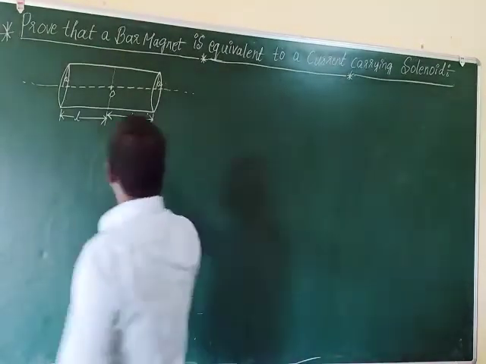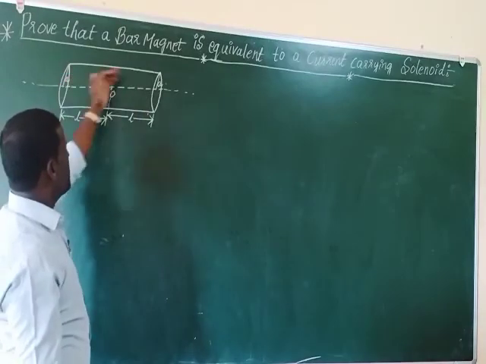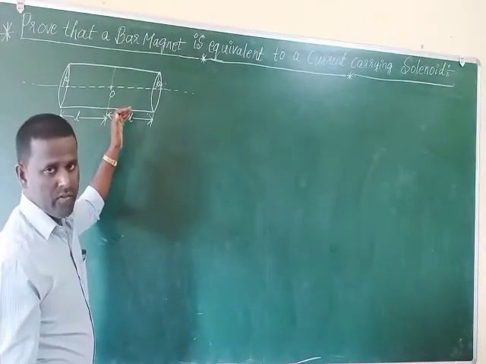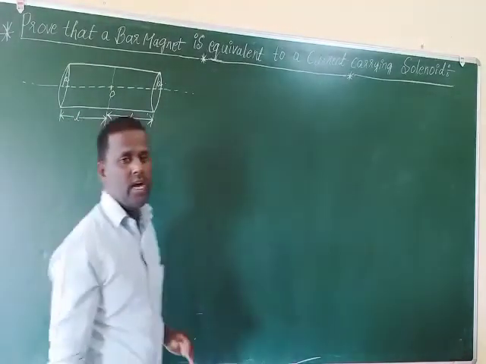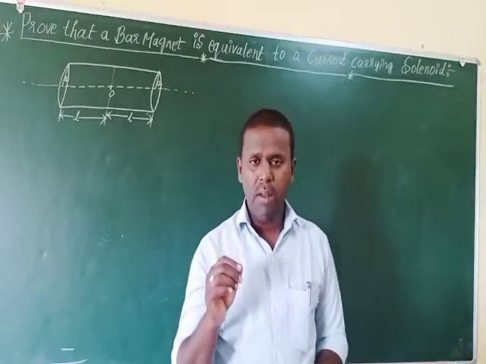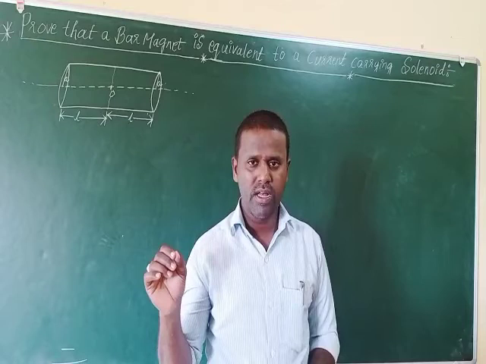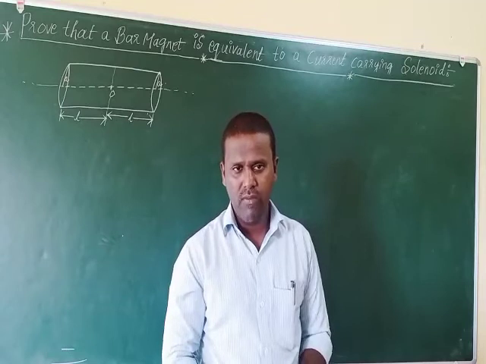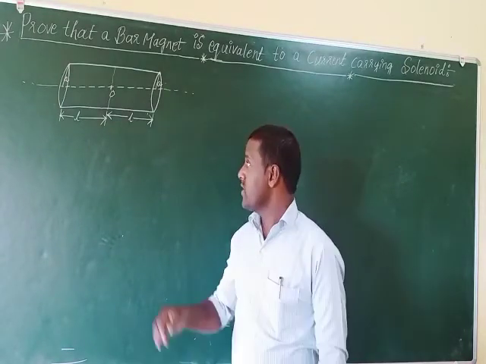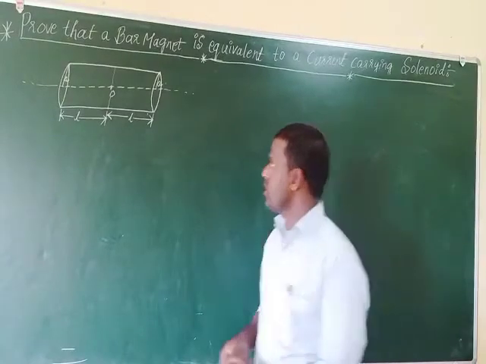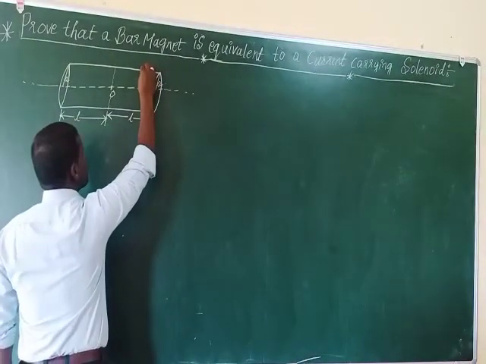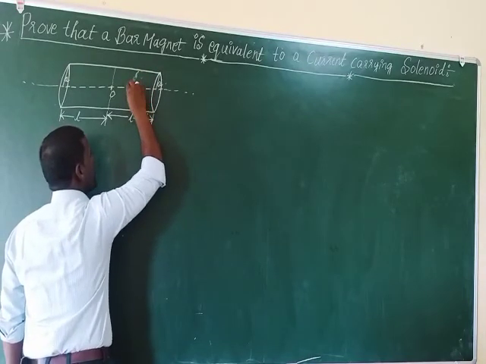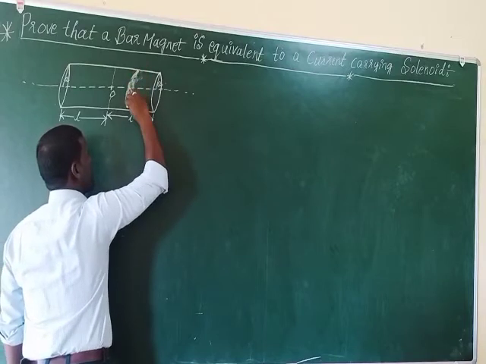So here consider a small element. This solenoid is made up of many current elements. You know that a current element is a small part of the current carrying conductor. So here, this is the current element. I am imagining a current element. This is the current element.